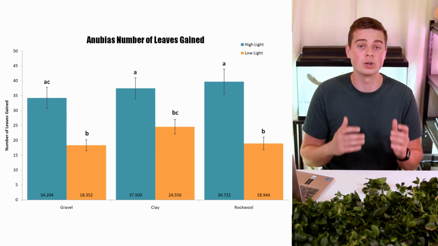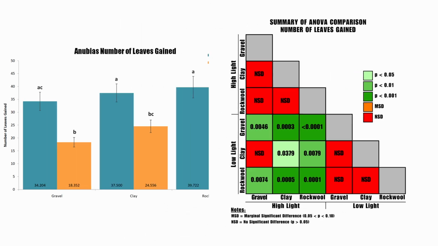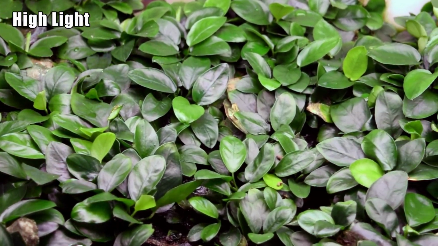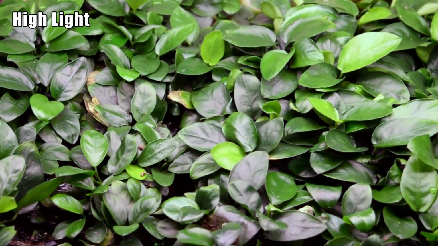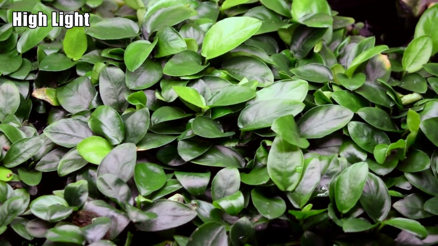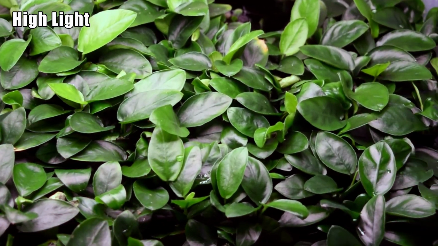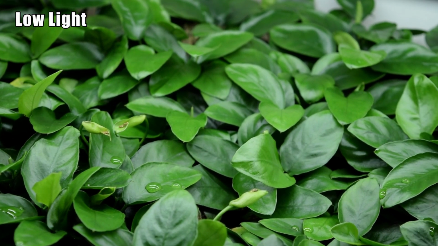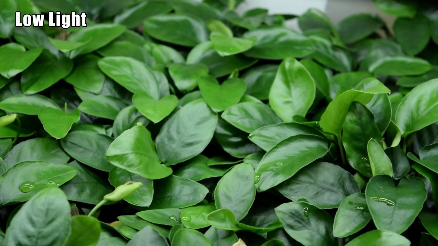So as you can see, regardless of the substrate that was used, the highlight treatment had a much higher number of leaves compared to the low light treatment. And I actually mentioned in my last video that looking at the plants and how they were growing, the highlight bins seemed to have a lot more compact growth, and it seemed like they had more leaves on each plant, whereas the low light treatment visually looked like it had a little bit fewer leaves, but each of the leaves looked a little bit larger.